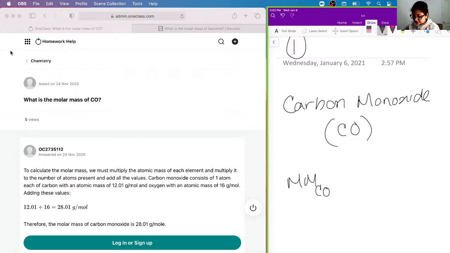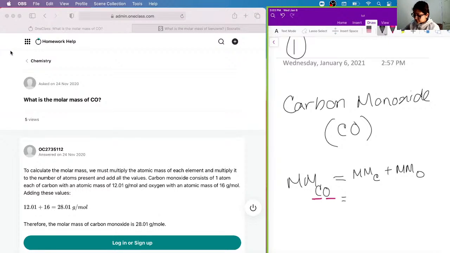So in this case, to figure out the molar mass of this compound, what we need to do is break this down into its individual elements. As you can see, we have two elements, carbon and oxygen. Now what we have to do is find the molar mass of each individual element: the molar mass of carbon plus the molar mass of oxygen. Carbon and oxygen consist of only one atom of each.